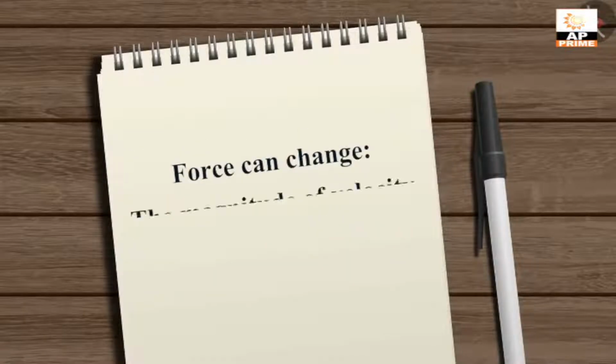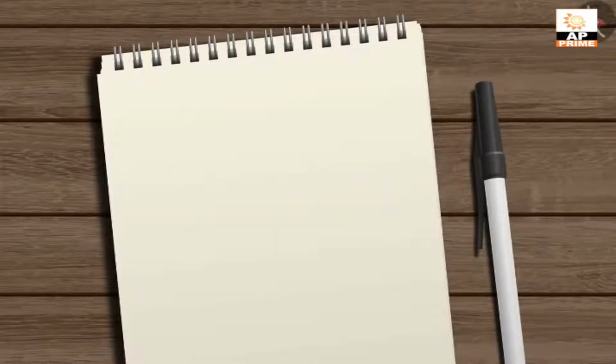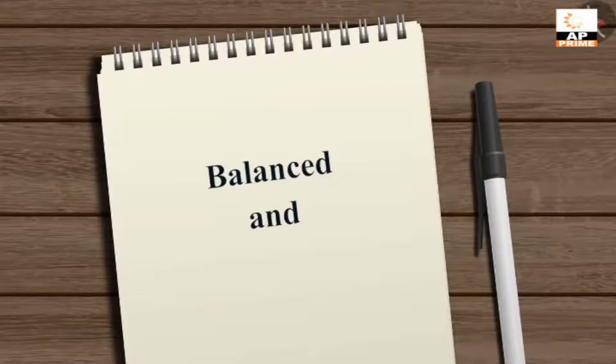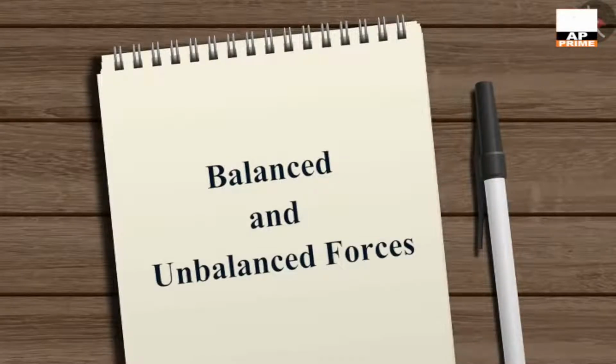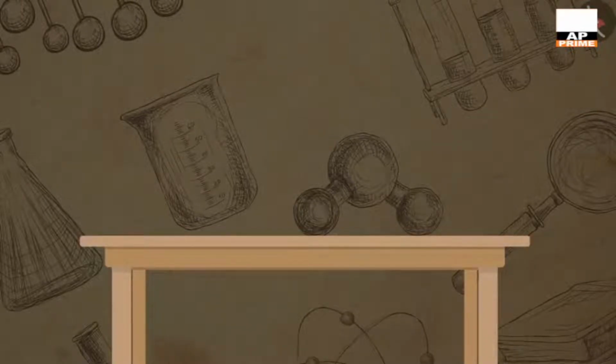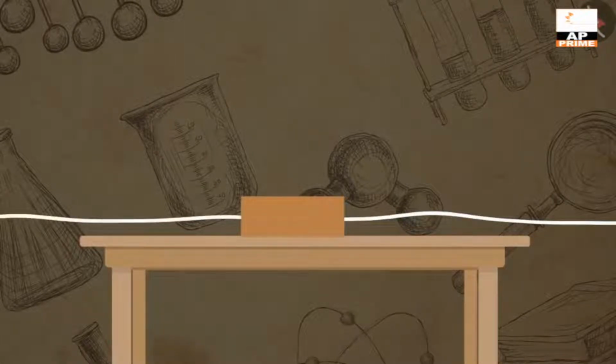Force can change the magnitude of velocity and the direction of motion. It can also change the shape. Now, let us try to understand the concept of balanced and unbalanced forces. Let us do one simple experiment to understand it better. Take a wooden block and place it on a smooth horizontal table. Attach one string to each of the opposite faces of the block. Now, if we apply force by pulling the strings, what do you think will happen?